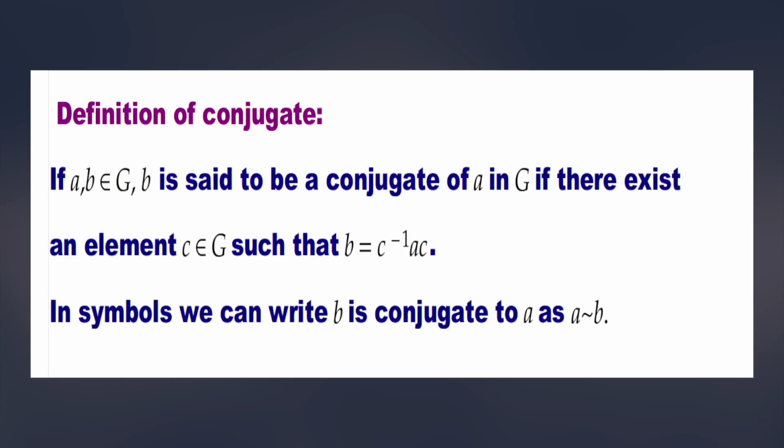If A, B belong to G, B is said to be a conjugate of A in G if there exists an element C in G such that B is equal to C inverse AC. In symbols, we can write B is conjugate to A as A tilde B. One can readily verify that the relation of conjugacy is reflexive, symmetric and transitive, and thus an equivalence relation on a group G. The equivalence classes determined by this relation are referred to as the conjugacy classes of G.